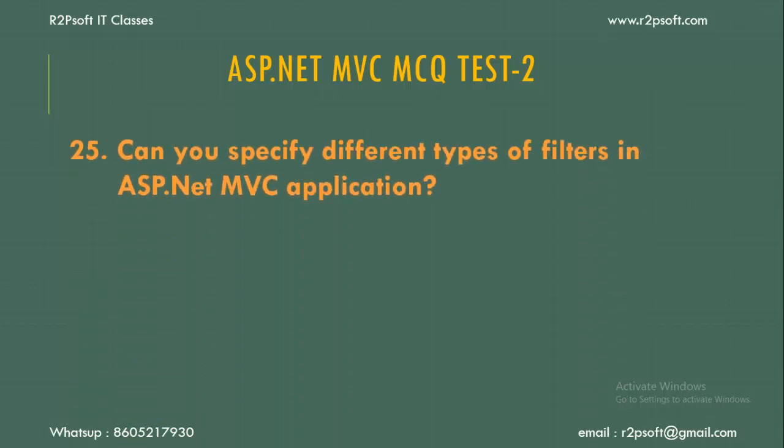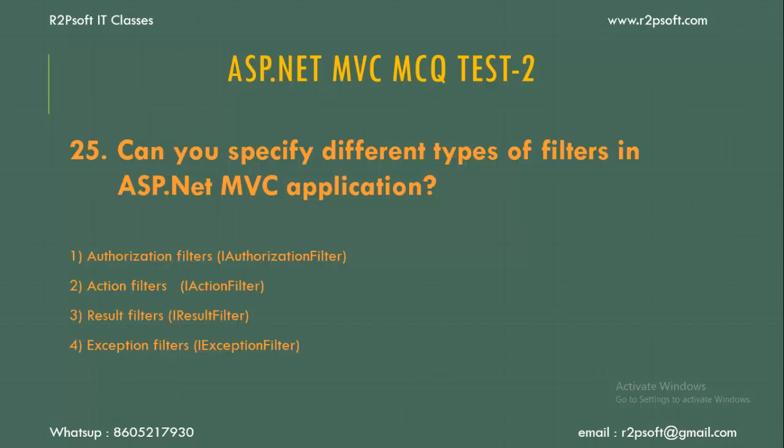25. Can you specify different types of filters in an ASP.NET MVC application? First, authorization filters. Second, action filters. Third, result filters. Fourth, exception filters. Answer is: first, authorization filter. Second, action filter. Third, result filter. Fourth, exception filter.